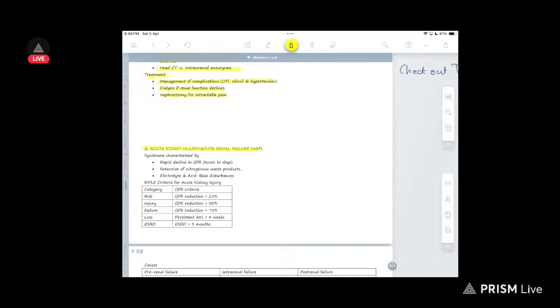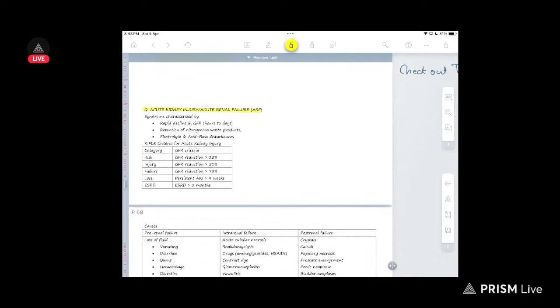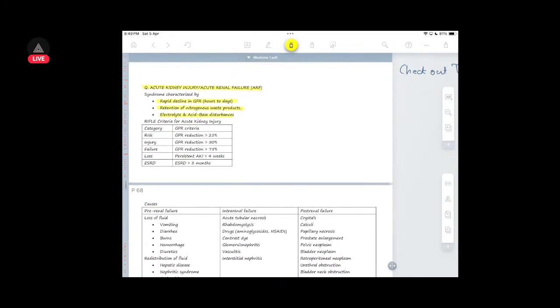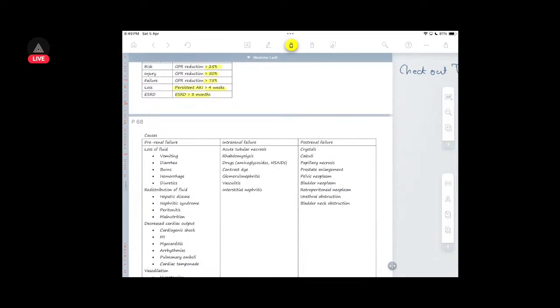Then you have acute kidney injury or acute renal failure, which is a syndrome characterized by rapid fall in GFR, retention of nitrogenous waste and electrolytes, and acid-base disturbances. So you have the RIFLE criteria: risk, injury, failure, loss, and end-stage renal disease. GFR is reduced by more than 25%, more than 50%, more than 75%, then persistent AKI for more than 4 weeks, and more than 3 months will be end-stage renal disease.